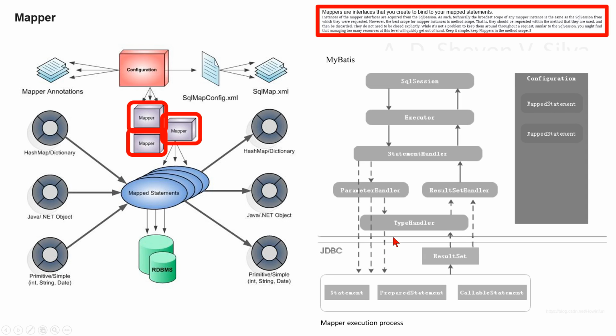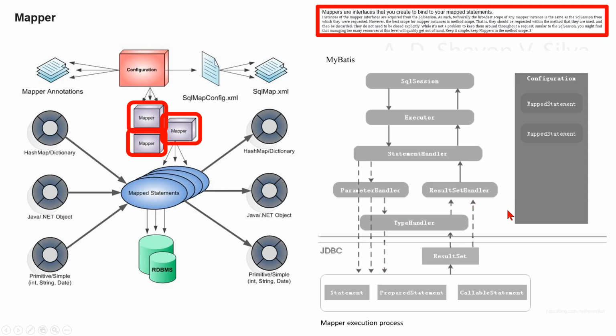After that, the statement handler component uses the statement object in JDBC to interact with the database. When the SQL statement type is select, MyBatis obtains the result set object from the statement object through the result set handler component, and then converts the result set object into a Java object.